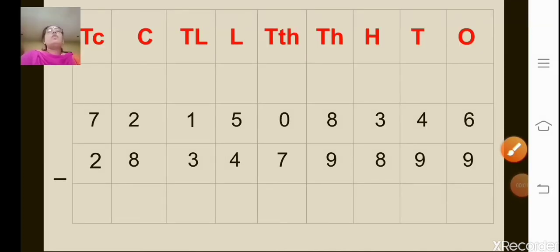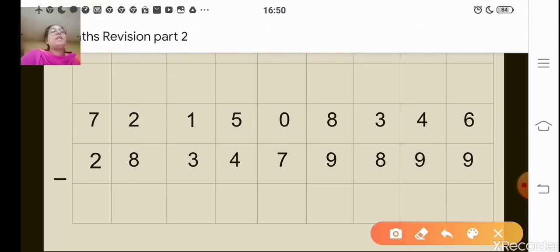Now we have also learned subtraction with borrowing. In this slide we'll start from the ones place. Here 28 crore 34 lakh 79,899 has to be subtracted from 72 crore 15 lakh 8,346. So we'll start from the ones place.